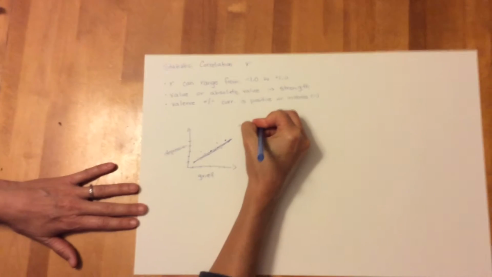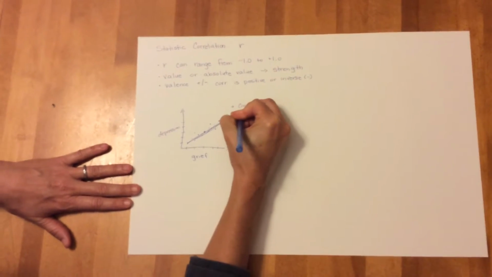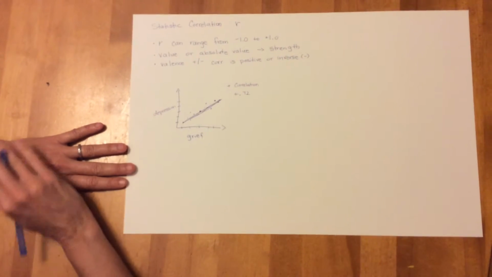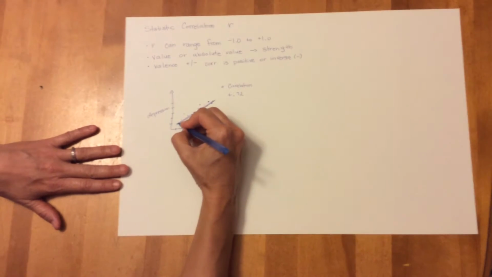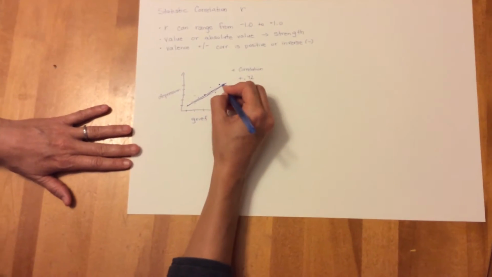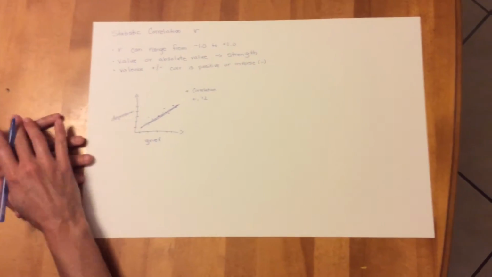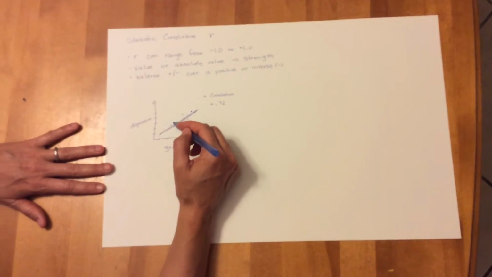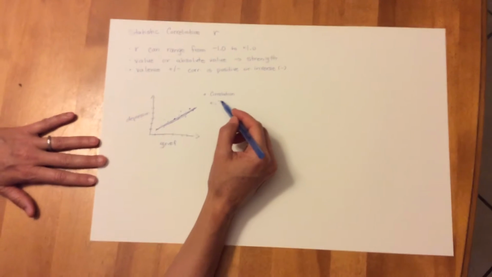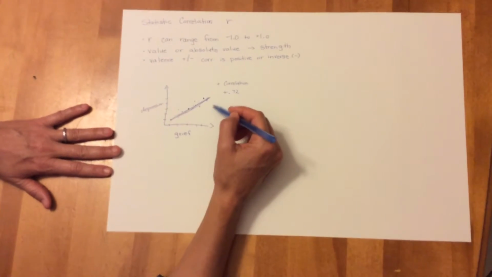Maybe something like this would be a positive 0.72 or something like that. If every dot fell exactly on the line, you'd have a positive 1.0 correlation, a perfect correlation. As they start to fall off this line of prediction, the correlation falls and gets closer to 0.